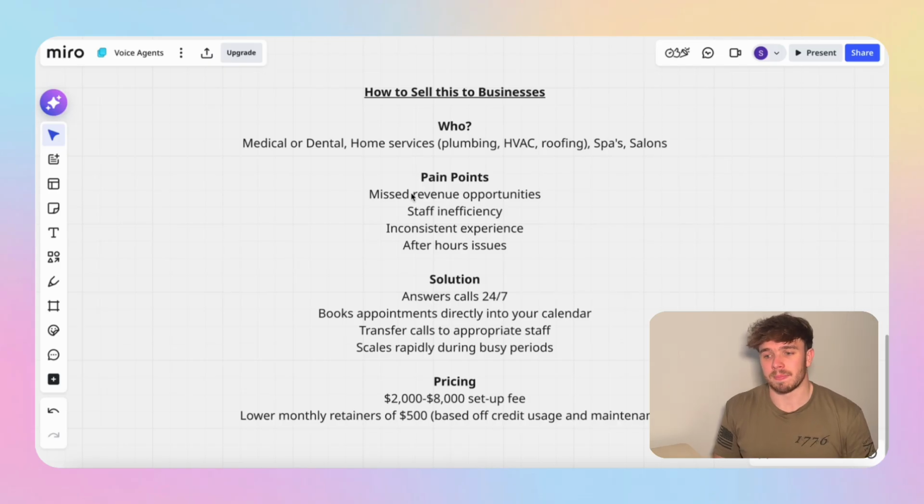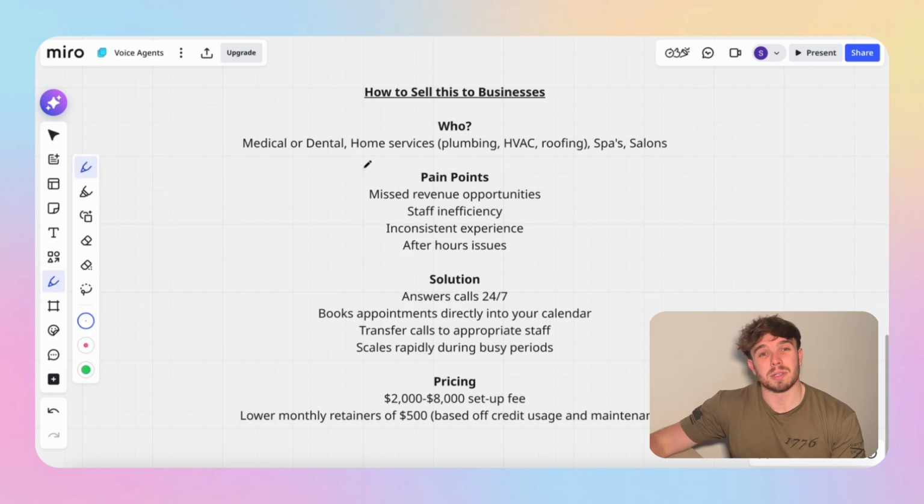Then home services, things like plumbing, HVAC, roofing. And the reason why I find these three most perfect is because these guys never answer the phone. They've always got their phone in their pocket, or roofing, for example. They're always on top of a roof where it's pretty awkward to handle the phone. If they can do their day-to-day work and actually do the job that they're supposed to do and have something that answers and books calls for them, then they will love that. Finally, things like spas and salons, or barbers, for example.